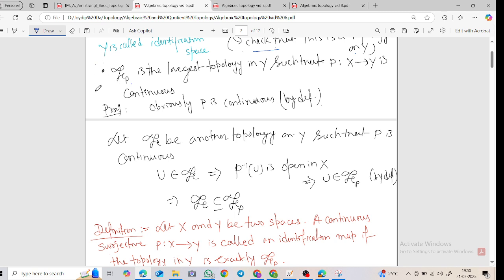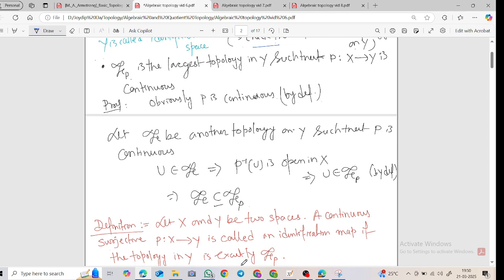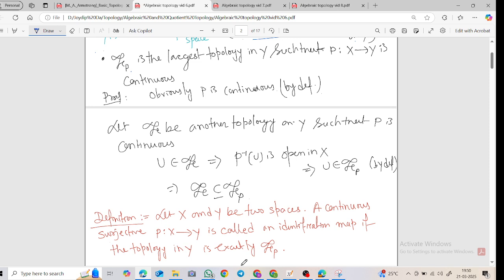You see this proof, just go through it and go through the definition. You have 2 minutes.